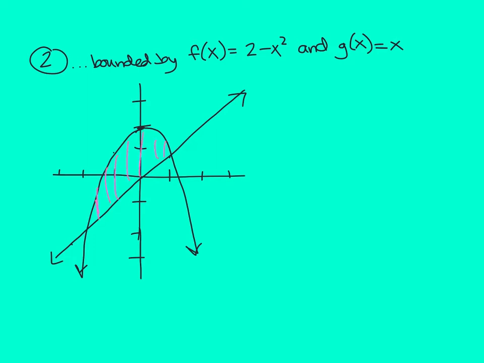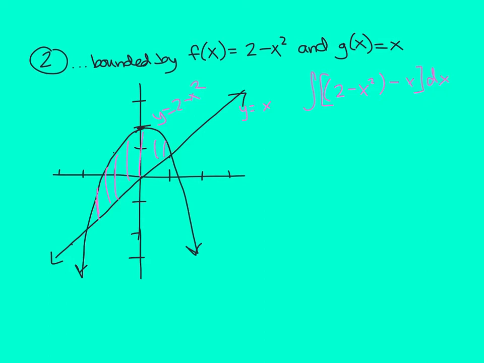You can most likely see that the top equation is y equals 2 minus x squared, and the bottom equation is y equals x. So I'm going to start writing the integral. So we get 2 minus x squared minus x. Notice that I call these f of x and g of x. Even if the first one had been called g of x and the second one f of x, we would still do it in this order.